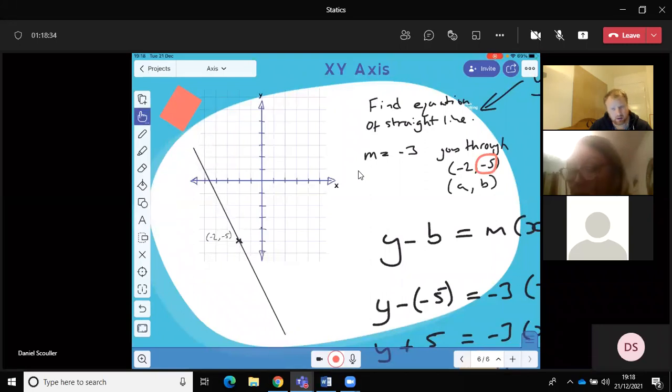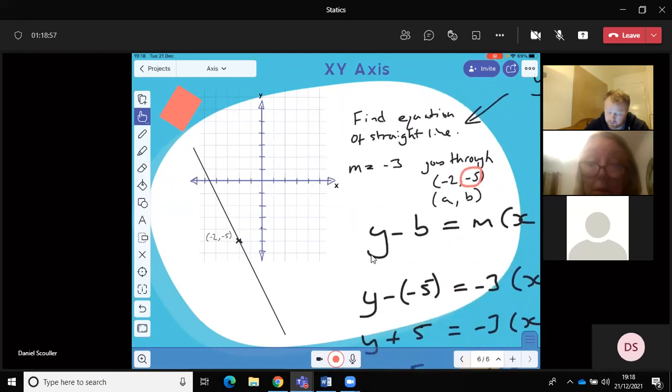So that's drawn out a wee bit better. It goes through -2 and -5. We've got the right answer, but I realized that gradient's the wrong way. So if you've drawn that out, just double check that. Just scribble that out. I apologize for that. I hope that makes sense.